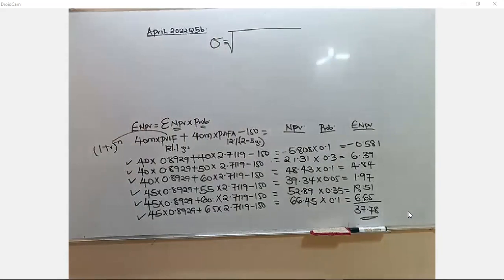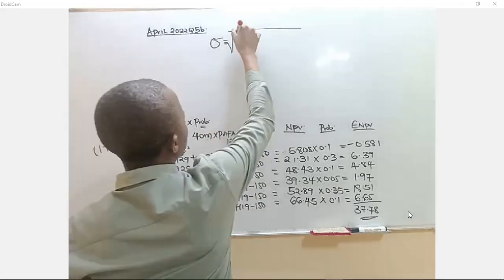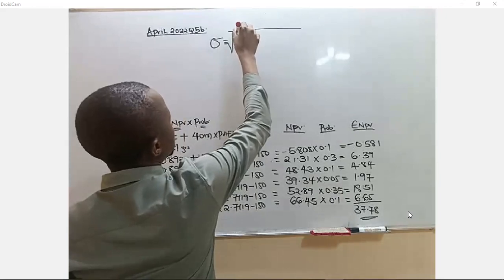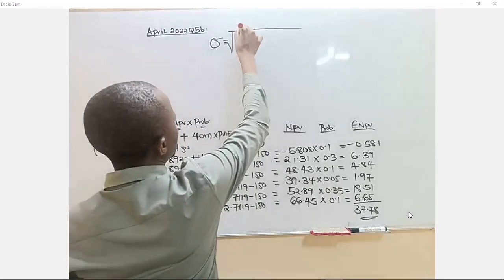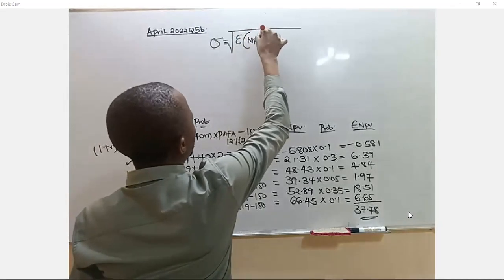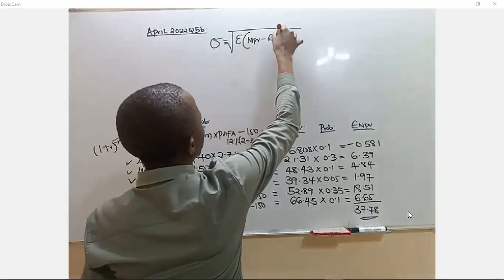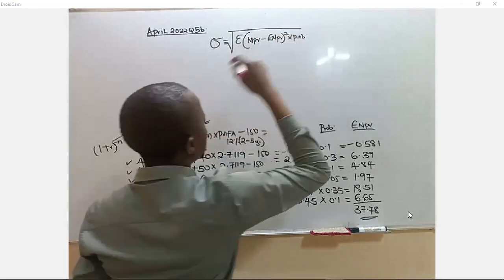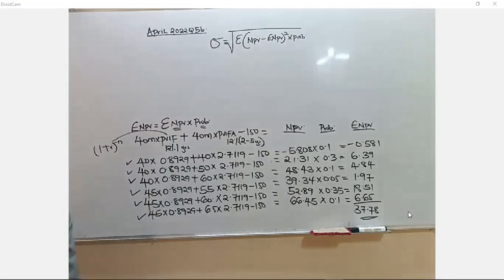We normally take the root of the summation of NPV minus expected NPV, squared, and you multiply by the probability. You multiply by the probability there, right?